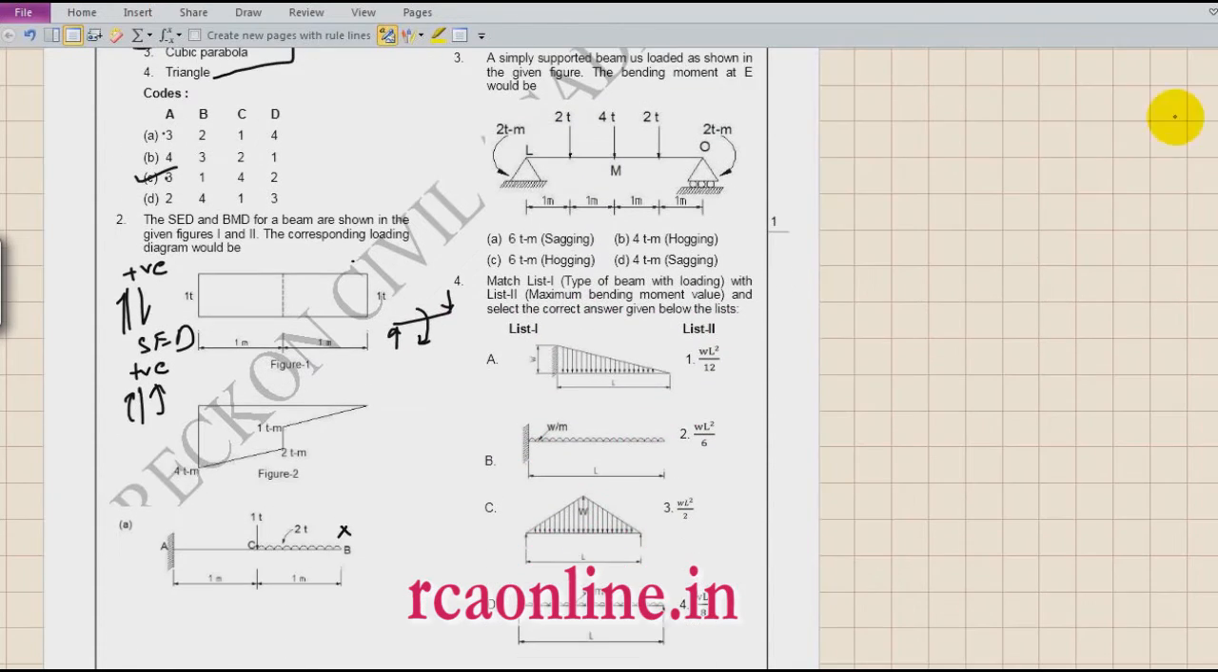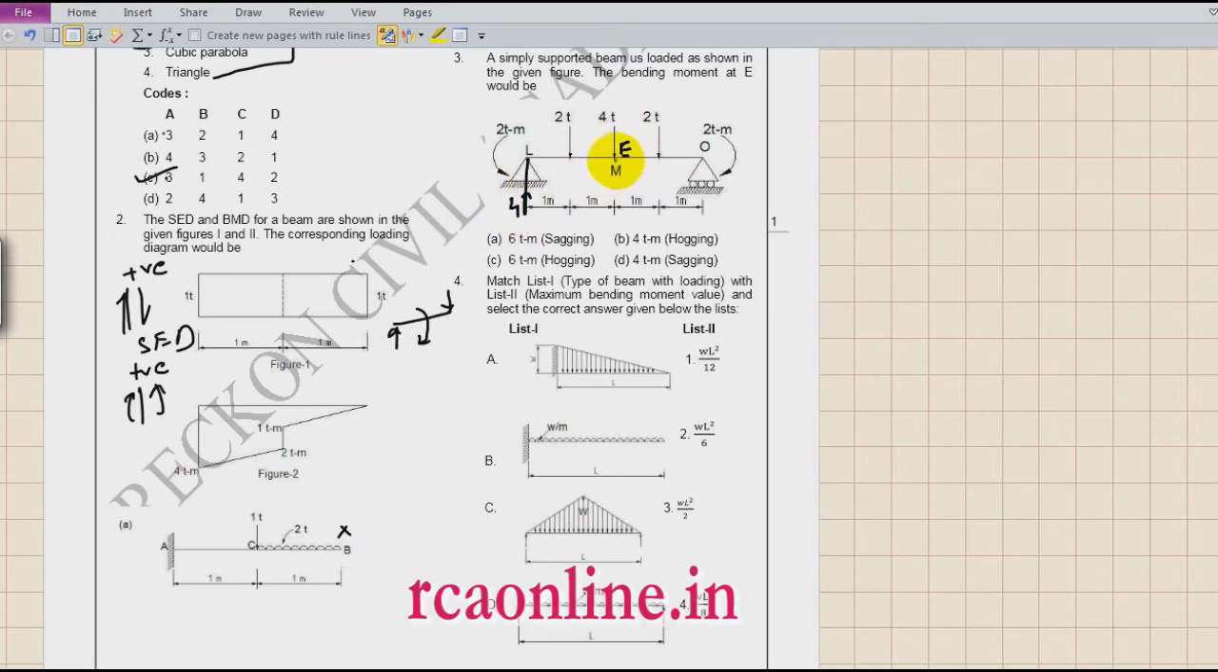Now see question number 3. You have to find the bending moment at point E. There is a typing error, so this is the E point. If you see, the beam is symmetrical. First of all, due to these 2, 4 and 2 loads, and these two couples are equal and opposite, there is no contribution of these couples to the reaction. So what will be my reaction? Since the beam is symmetrical, it will be 4.